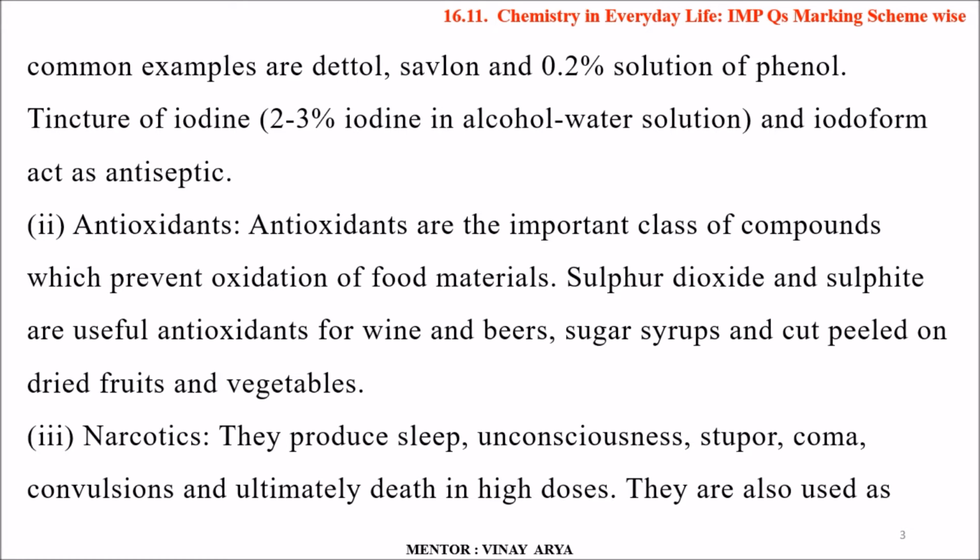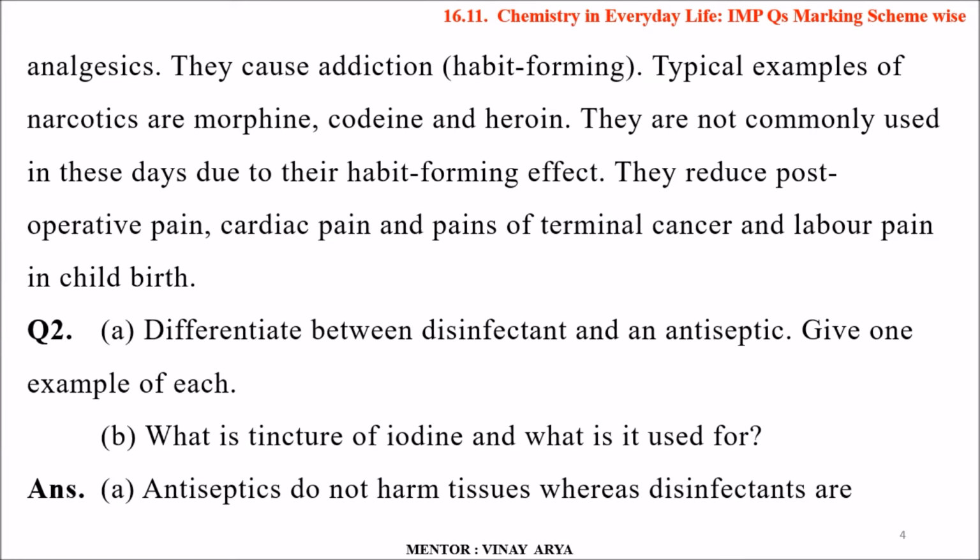convulsions and ultimately death in high doses. They are also used as analgesics. They cause addiction, that is, they are habit forming. Typical examples of narcotics are morphine, codeine and heroin. They are not commonly used these days due to their habit forming effect. They reduce post-operative pains, cardiac pains, pains of terminal cancer and labor pains in childbirth.